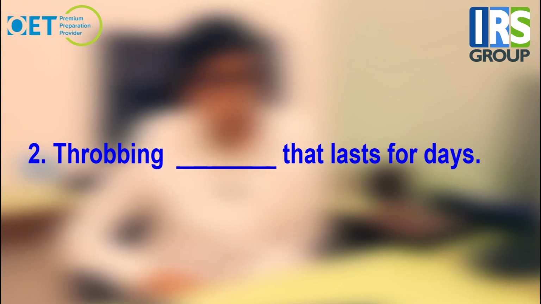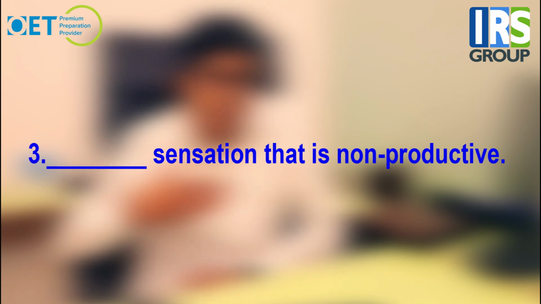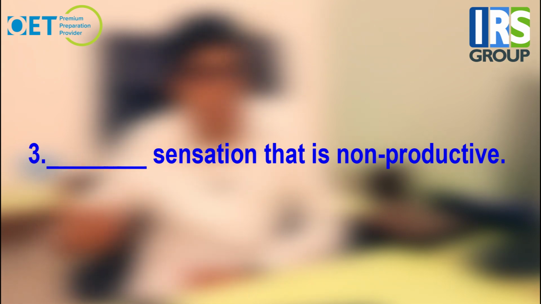Now the second one is about something that's throbbing and has been persisting for the last few days. So what could have been the throbbing gap? Try to anticipate. Thirdly, some sort of sensation, a dash sensation that is non-productive. Now that's pretty direct. We talk of something that is productive and non-productive, so you could quickly anticipate and fill in even before you listen to the extract.